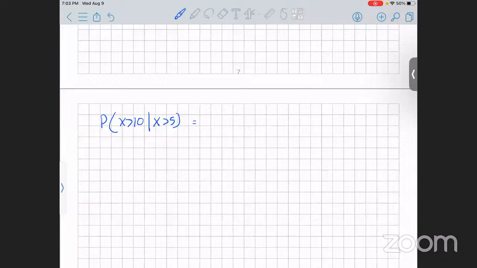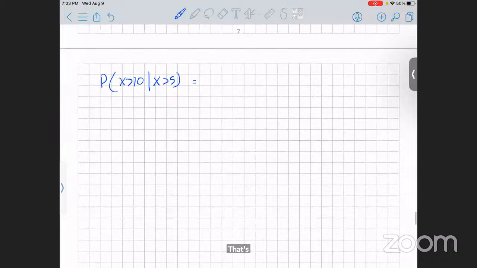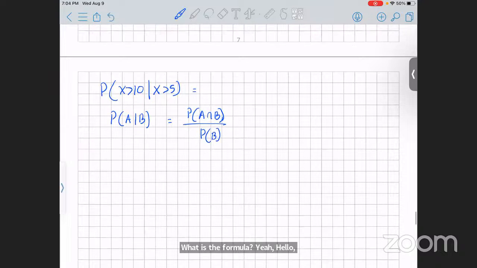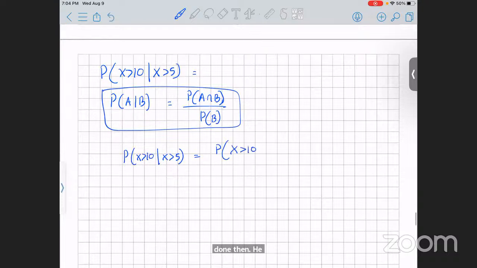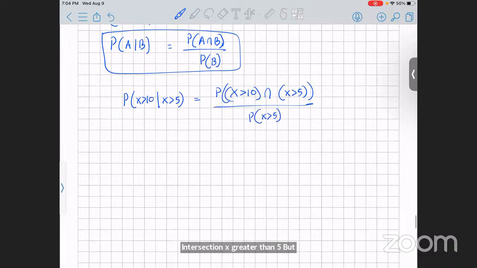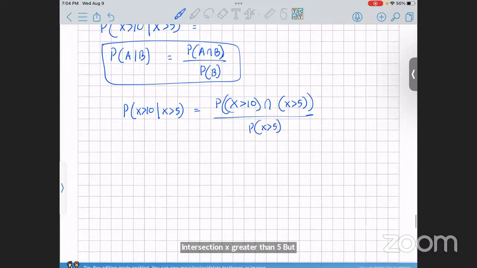I will explain. Look, here it is like P of A given B. That equals P of A intersection B divided by P of B. Okay, this is the formula. So apply the same formula here. P of x greater than 10 given x greater than 5 is equal to P of x greater than 10 intersection x greater than 5 divided by P of x greater than 5.